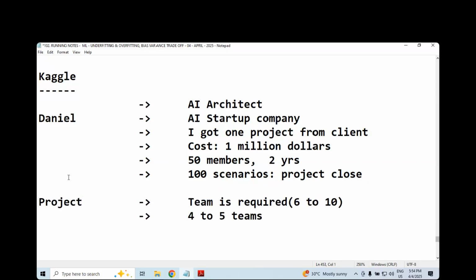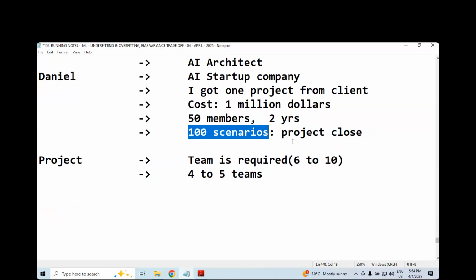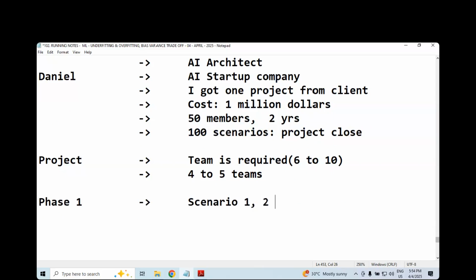Here is the story. Can you tell me, total how many scenarios, man? 100. Can I tell you one thing? Take any real-time project. There are some phases. Phase number 1. In phase number 1, I'm planning for scenario number 1, 2, 3. These 3 scenarios I'm targeting actually. Then what I can do, I can take these 3 scenarios and try to create a small competition.